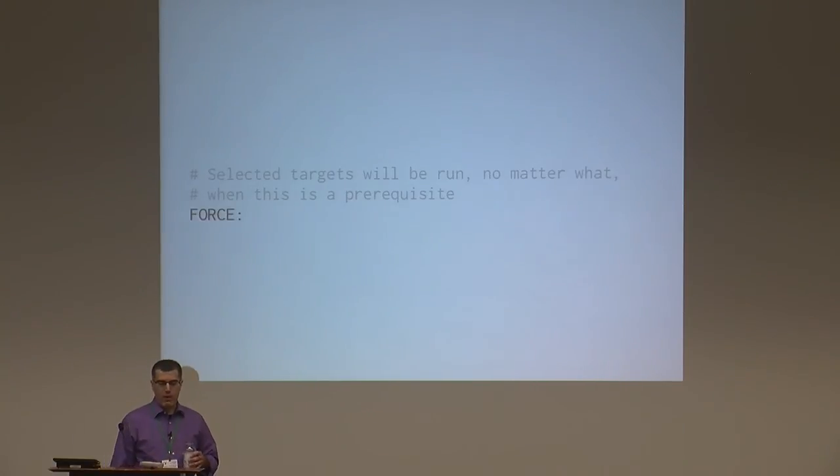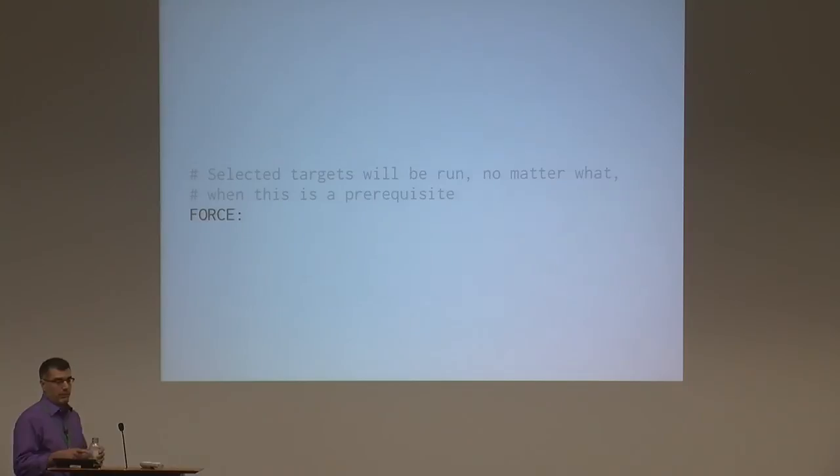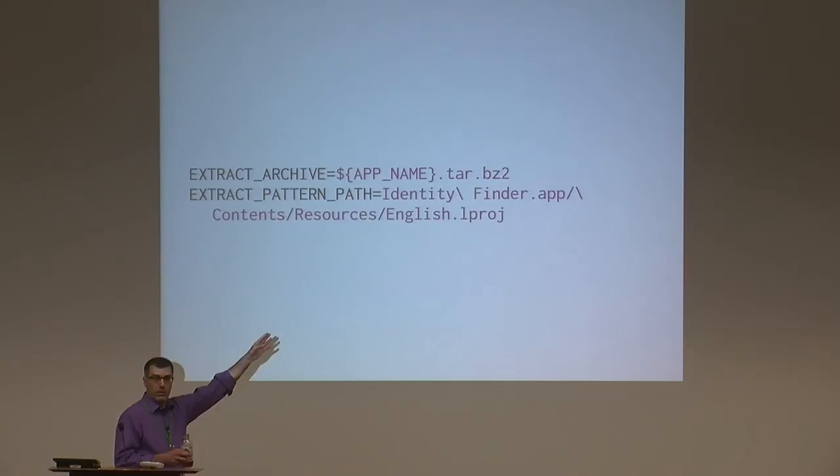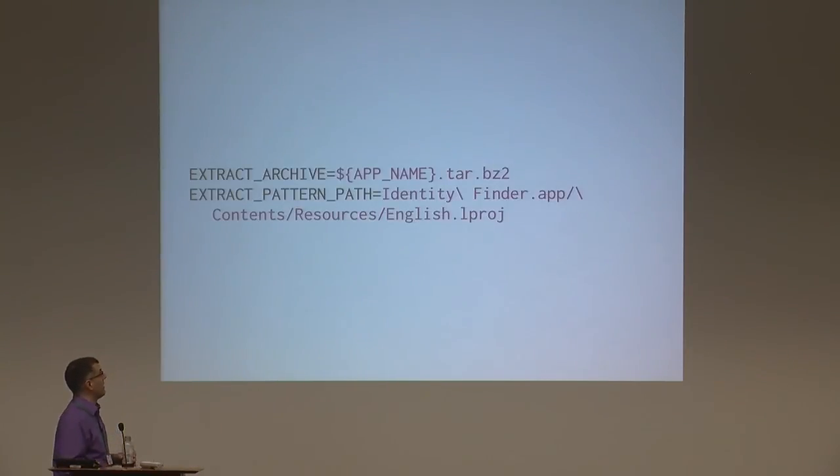But the force rule is one that I picked up while reading about Make while developing this particular installer. And if this appears to the right of a colon in any rule, the Make will run that rule no matter what, even if the other prerequisites don't exist. So these variables key off some standard Luggage variables and will be used in subsequent rules. So app name is a standard Luggage variable, and we're just building upon it and getting the name of the tar archive.